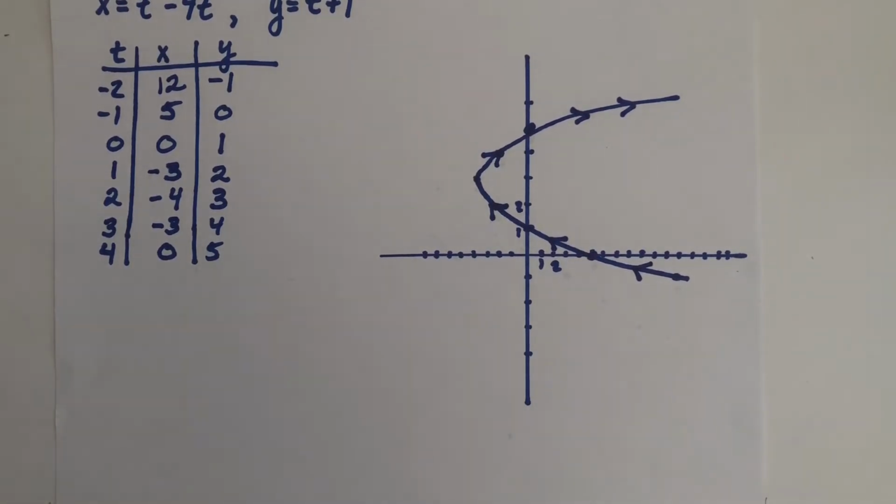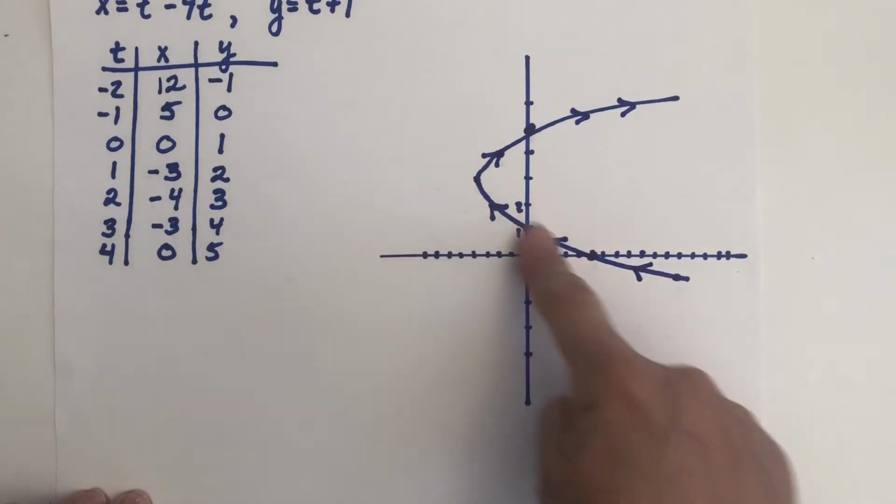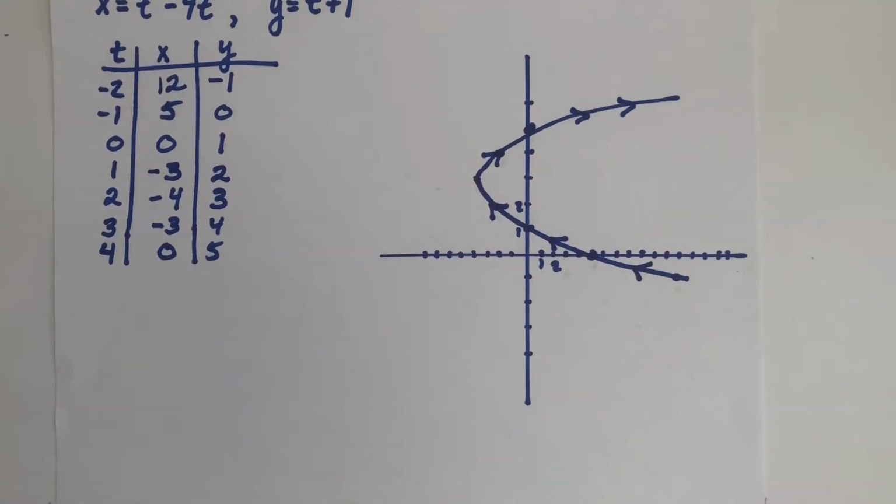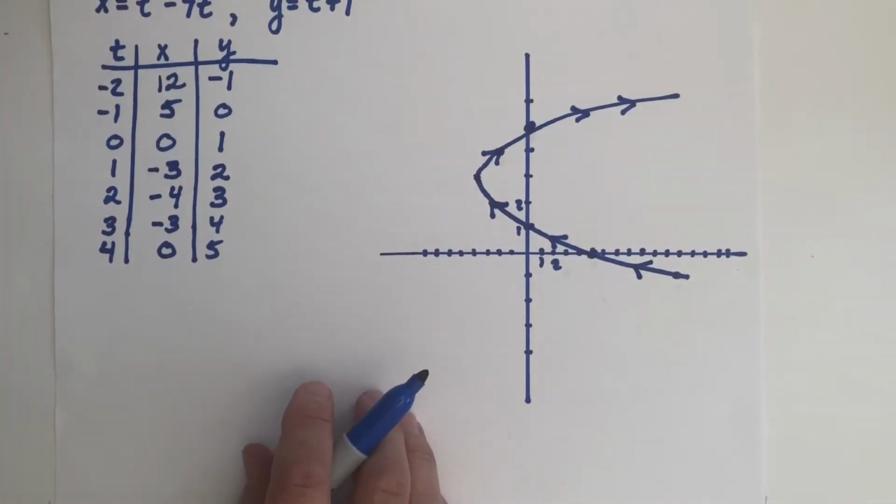Let's confirm that we have a parabola. So we're going to convert the equation from this parametric form. We're going to find the equation in rectangular form that represents this curve. So let's solve for t in one of the equations, and we'll substitute it into the other equation. I think I'm going to need a little more space than I have right here, so let me grab another piece of paper.